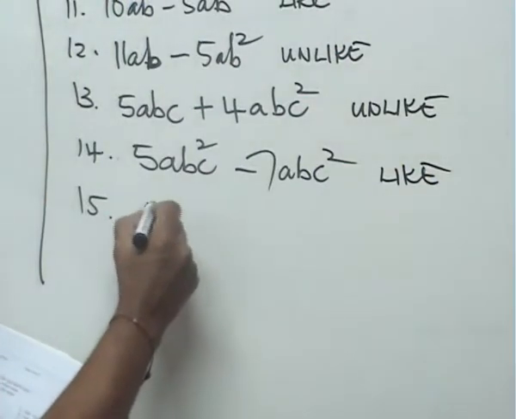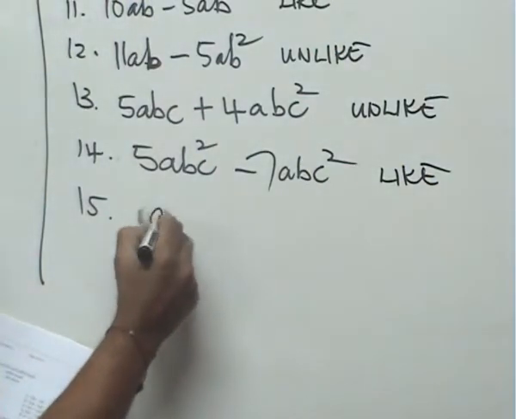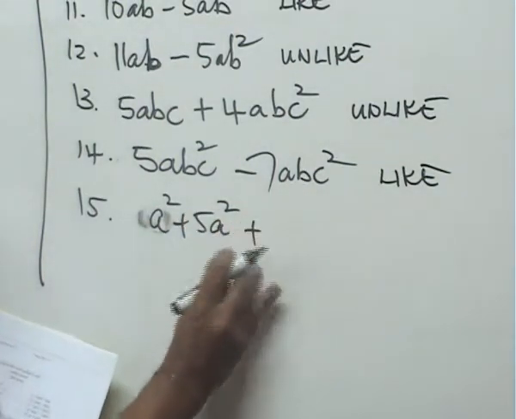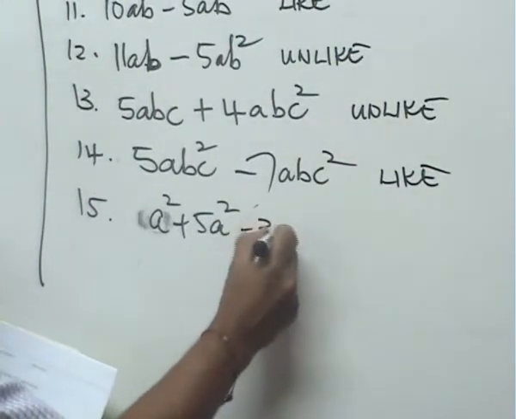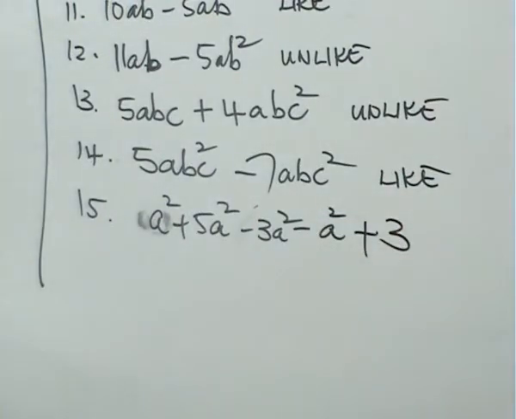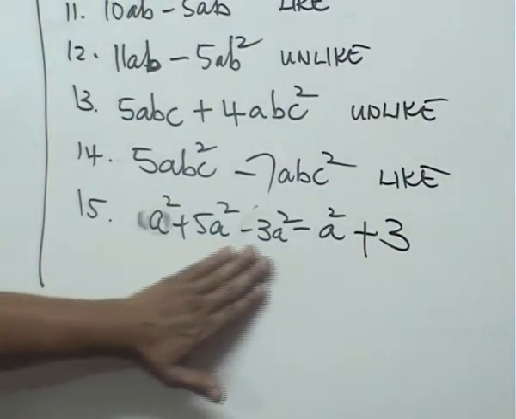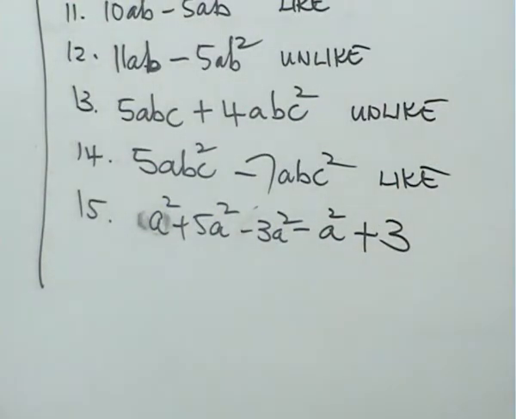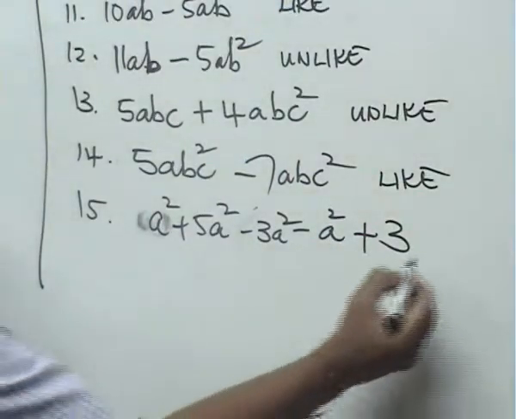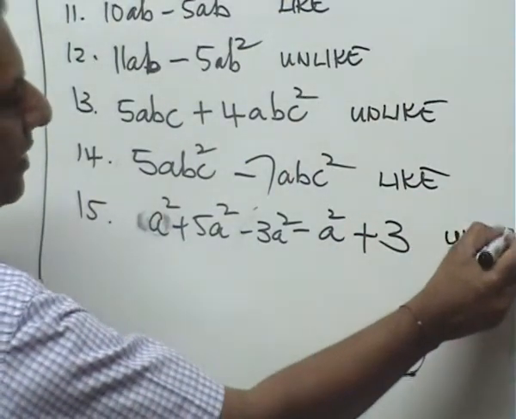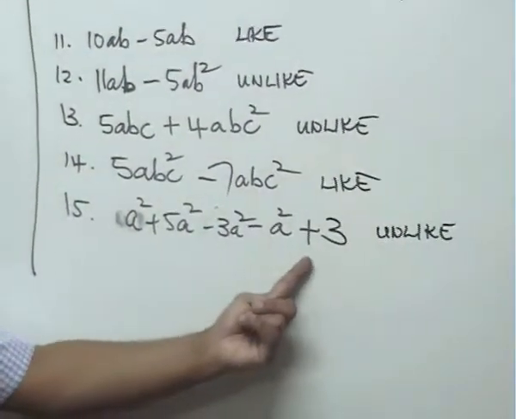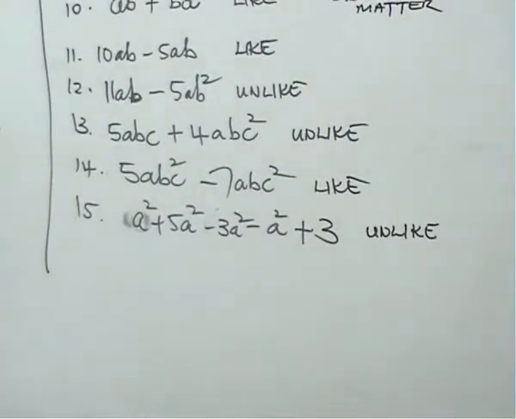And finally, number 15. We're looking at this whole thing together. So you've got A squared plus 5A squared, minus 3A squared minus A squared plus 3. And the question is, are all of these like terms? The answer is no, because all of these are like, but the last one is unlike. So all together will be considered unlike terms because there's a 3 in the end over here. So these are unlike terms.